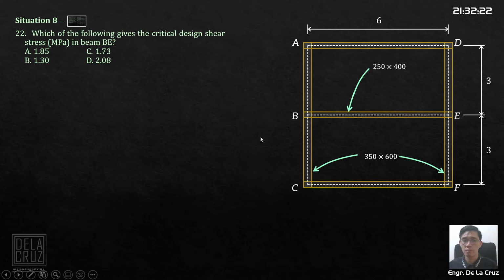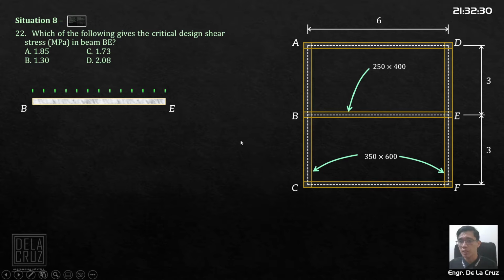So, let's isolate that beam. Let's say that's beam BE. Our load will be a uniformly distributed load, because we will assume that it carries a tributary area. And most likely, that is really what we will do, because in design, the beam carries a tributary load, the equivalent area that it will carry. So, this is our Wu. Let's call it W, factored, with subscript u.